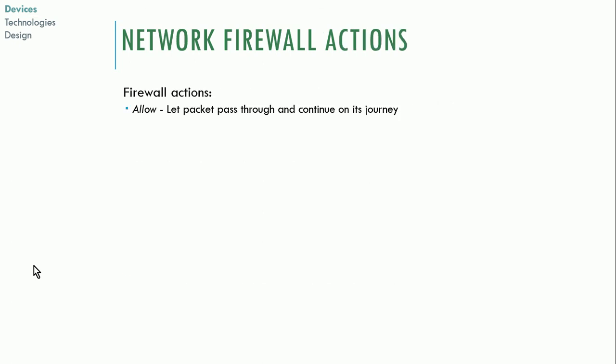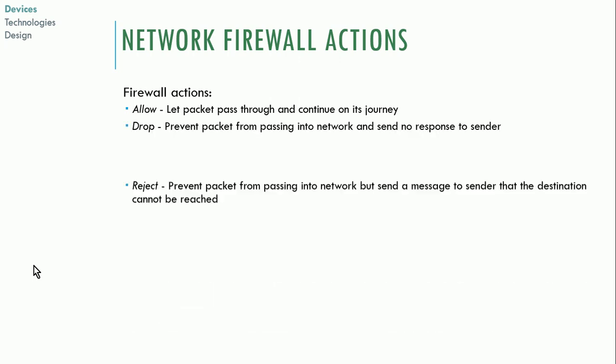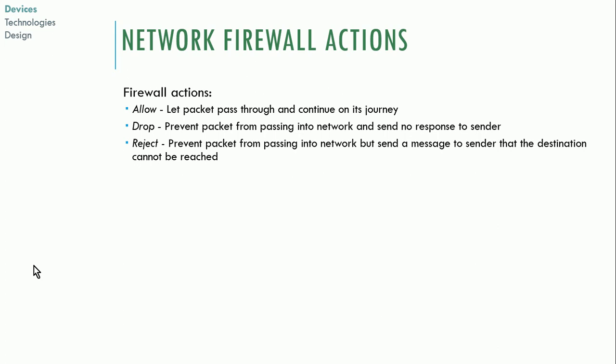So most firewalls have different actions you can take with packets. You can allow packets to pass through, you can drop a packet, and you can reject a packet. The difference between dropping and rejecting, a lot of people say, well, Brian, that's the same thing. They both don't get passed, right? Well, when you drop a packet, you don't tell anyone. When you reject a packet, you tell the sender, I'm not accepting this packet. So that's the main difference.